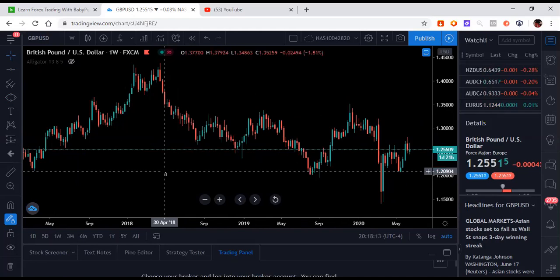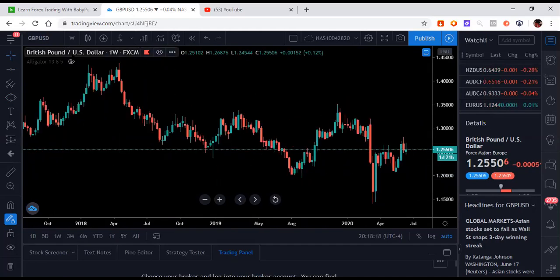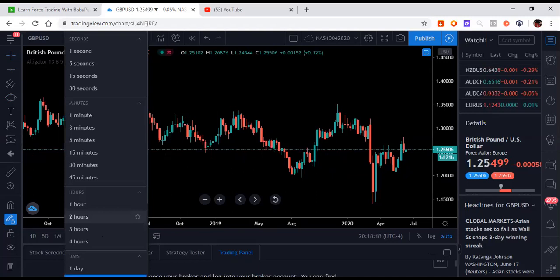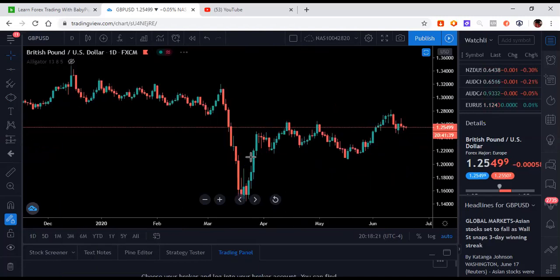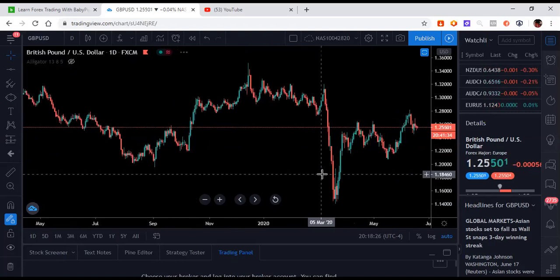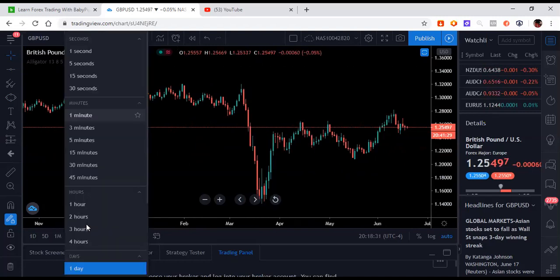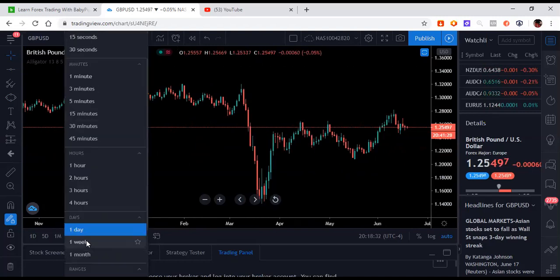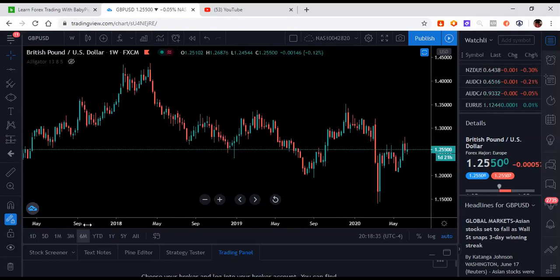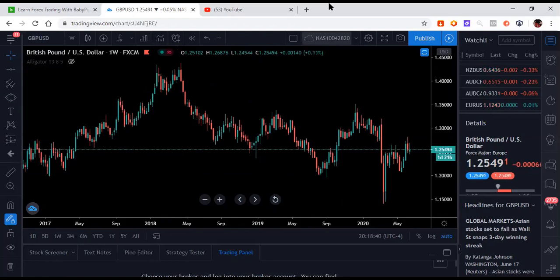I'm on a weekly time frame. The weekly time frame and the daily time frame kinda is the same thing. Okay, look at that drop. I think I like the way the weekly looks better. Let me make sure I am still okay.